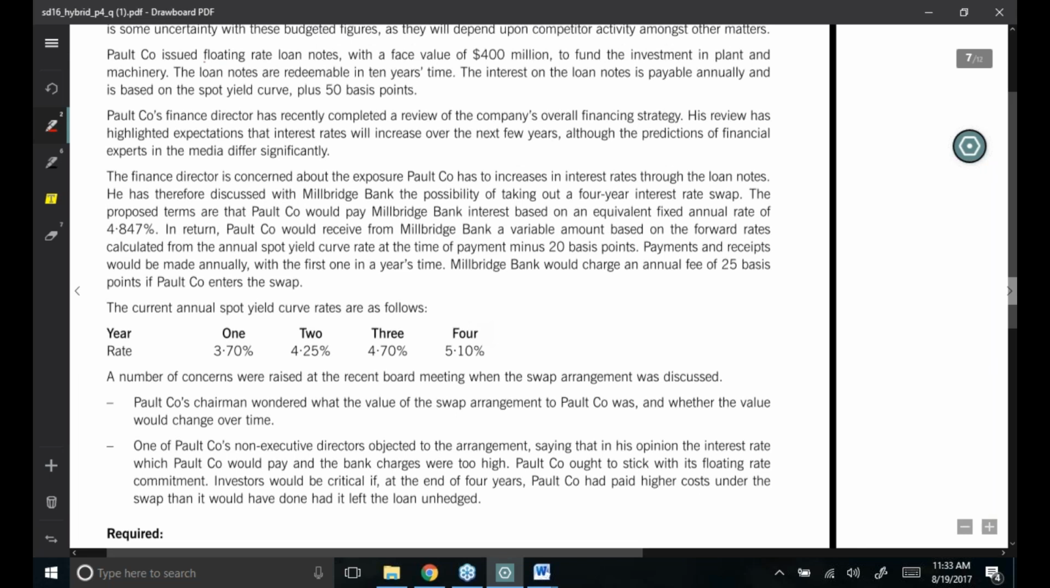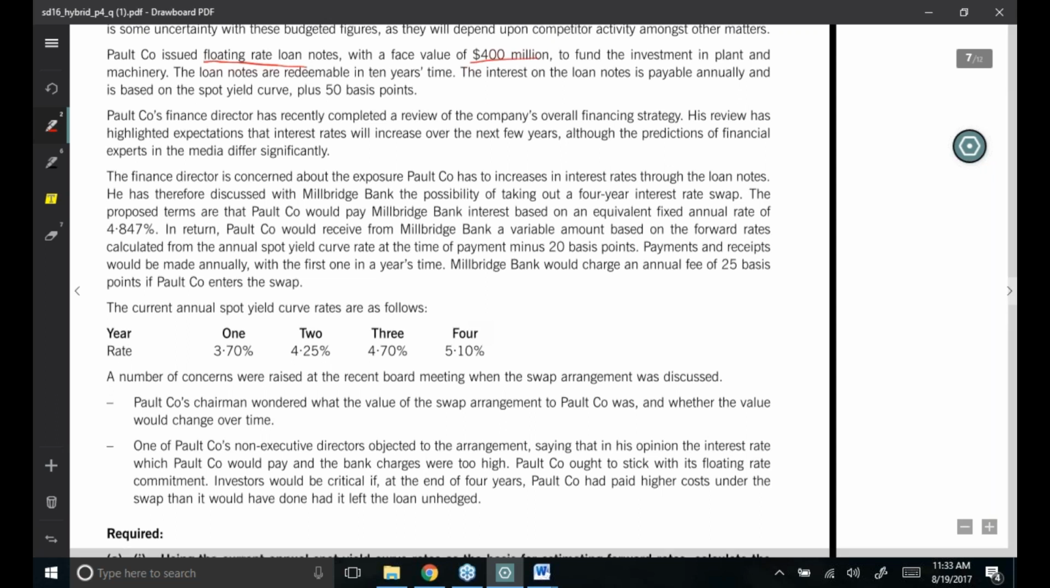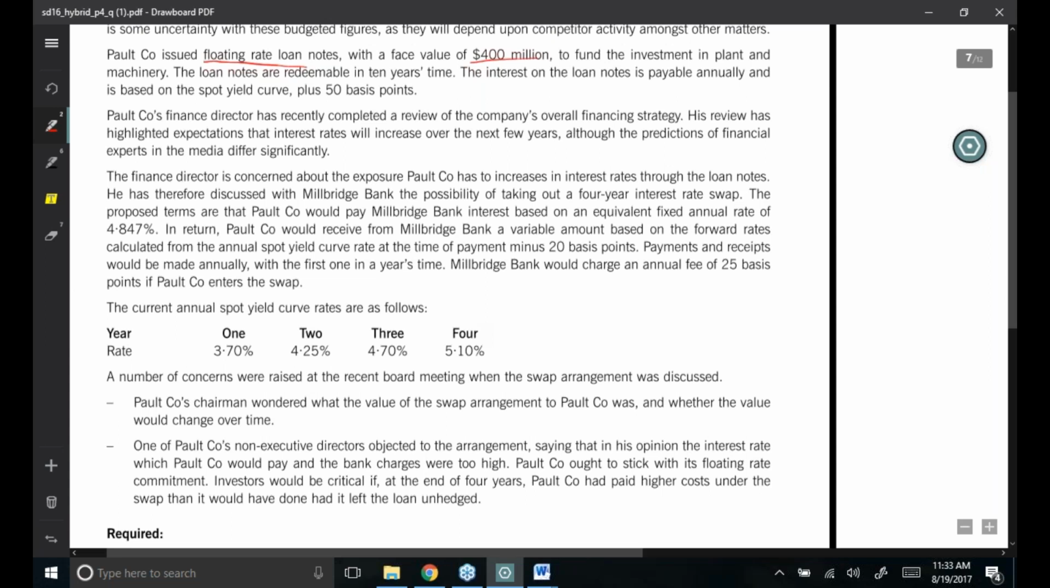The company has issued floating rate notes with a face value of 400 million. Its term is 10 years. Interest on these loans is payable annually at the rate of yield plus 50 basis points. The company's Finance Director recently completed a review of the company's overall financial strategy and they expect interest rates will increase in the next few years. The Finance Director is concerned about the exposure the company has to an increase in interest rates through the loan notes.